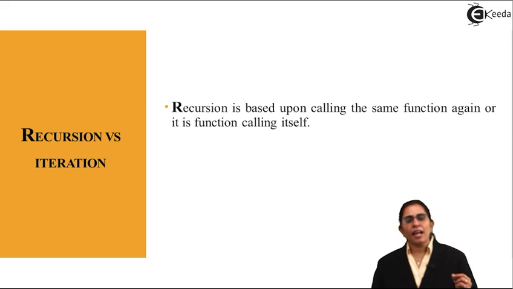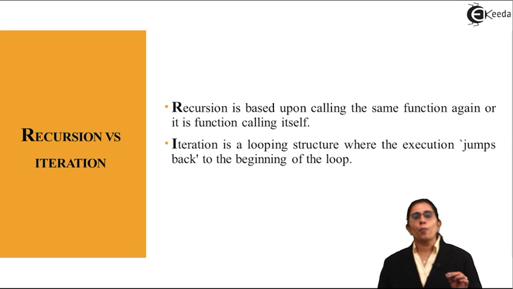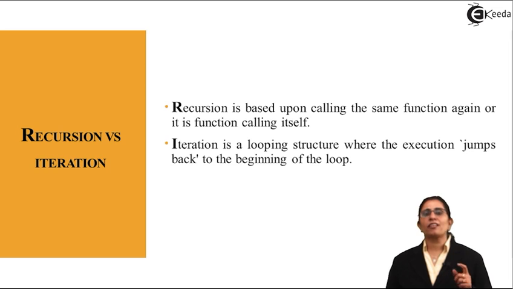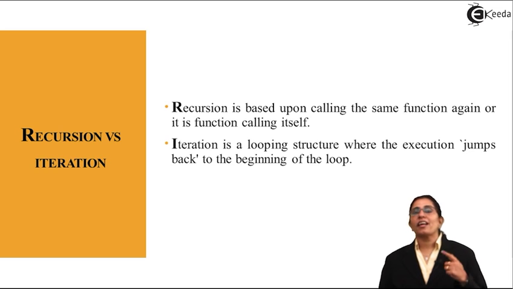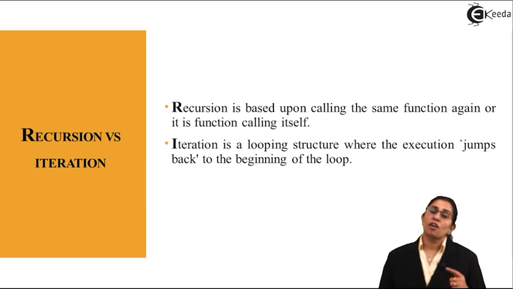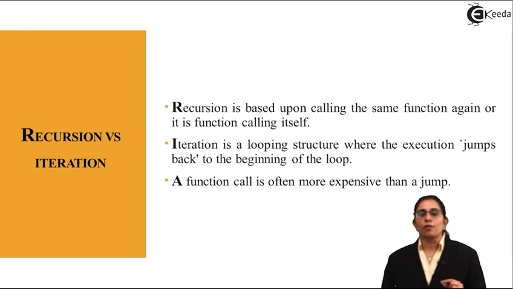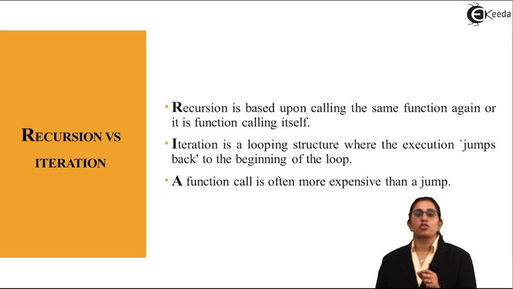That is known as, in simple definition, recursion. Iteration is a looping structure where the execution jumps back to the beginning of the loop. There are a set of statements that get executed in between this looping jump structure, where it goes from an initial condition to its final condition. A function call is often more expensive than a jump.